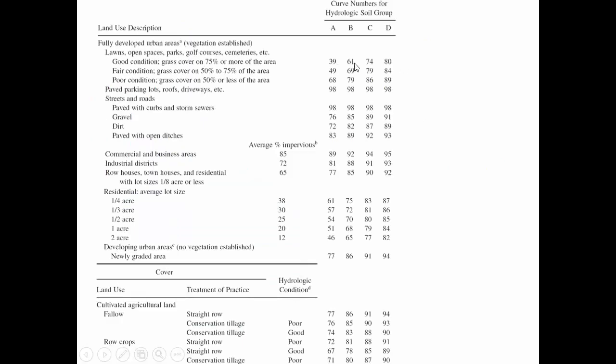So back to this table briefly, just so we can understand the trends. The other factors that are accounted for in tables like this is the density of vegetation. You'll notice here for lawns, there's 3 different categories of lawn. There's good condition, where the grass is covering more than 75% of the area, fair condition, and then poor condition, where the grass is covering less than 50% of the area. And so the more vegetation there is in this watershed, the lower the curve number, which is going to mean that there's more infiltration.